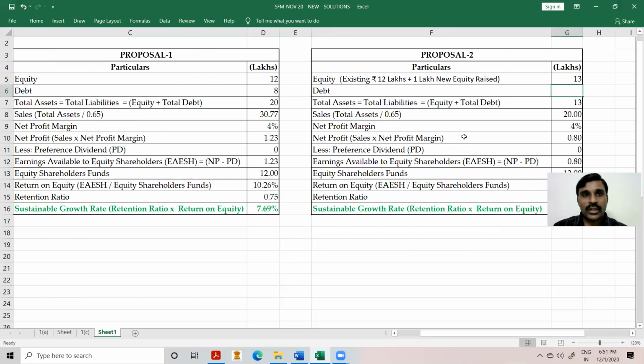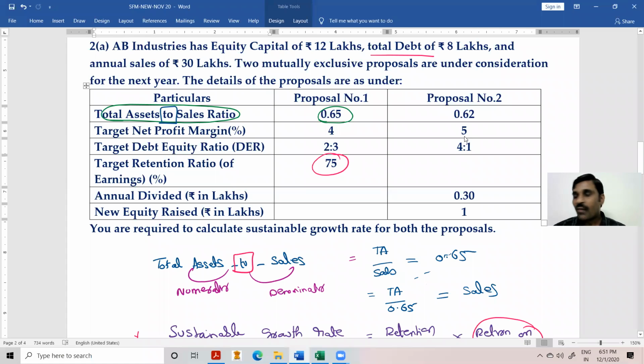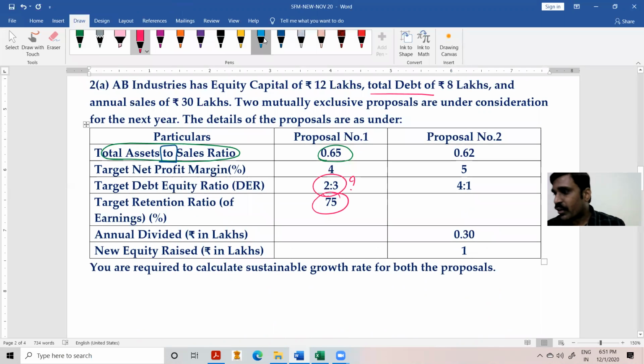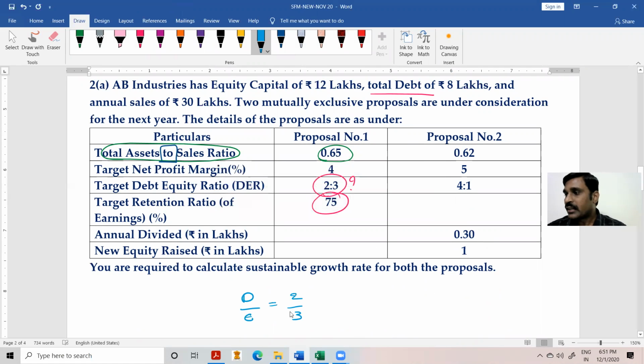Look at this. In the given case, if you look at proposal number 1, we have ignored one ratio in the question. What is that ratio we have ignored? We have ignored this ratio of total debt equity ratio is 2:3, because that is not necessary. That is already there in the question. What is meant by debt equity ratio is equal to 2:3? As I told you, first we'll take the left side figure. Debt divided by equity is equal to 2/3.